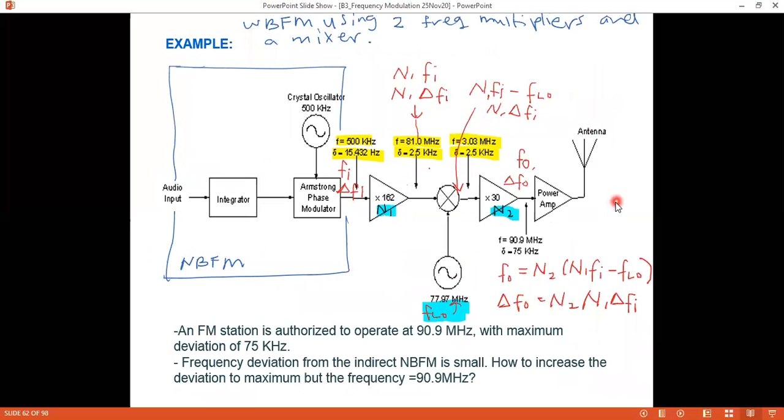Okay, let's go through this example on this block diagram. This block diagram shows how we generate wideband FM using narrowband FM based on the Armstrong phase modulator. Here we use 2 multipliers. If you notice, we have multipliers in front and behind this mixer, so our mixer is in between N1 and N2.